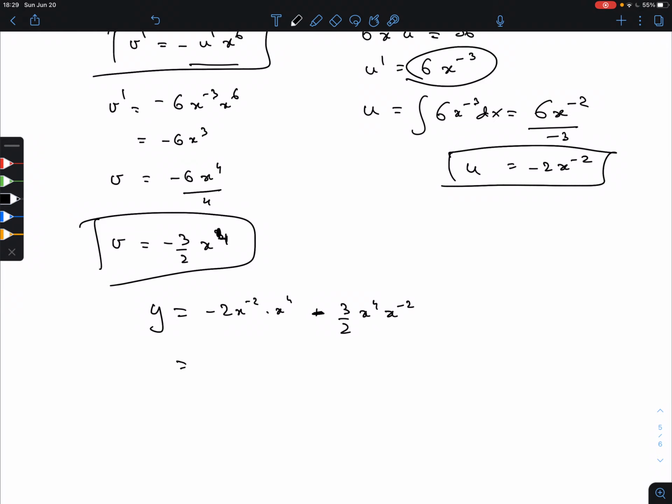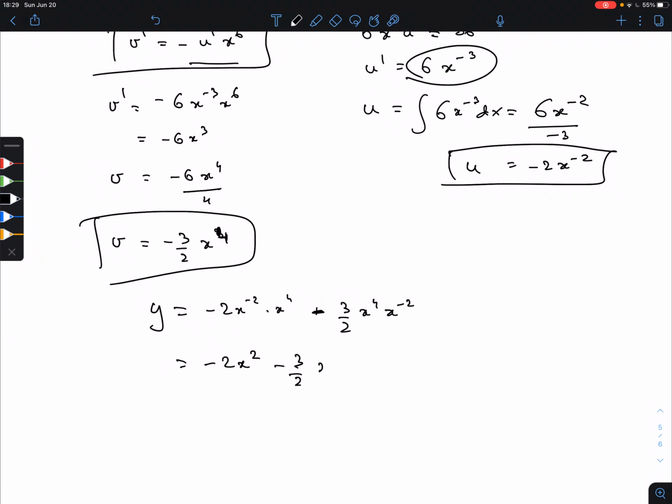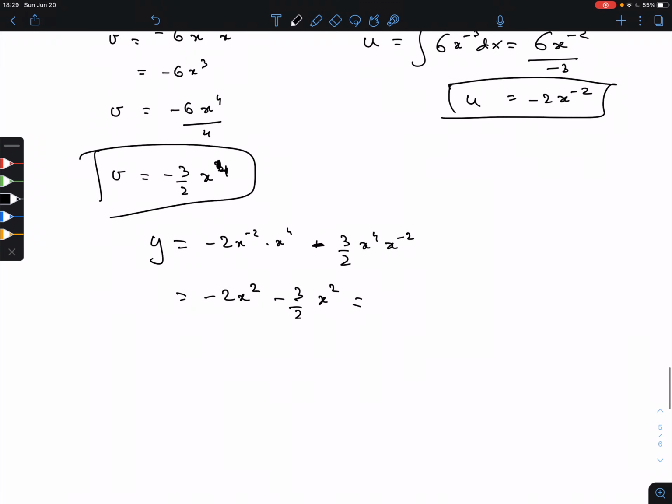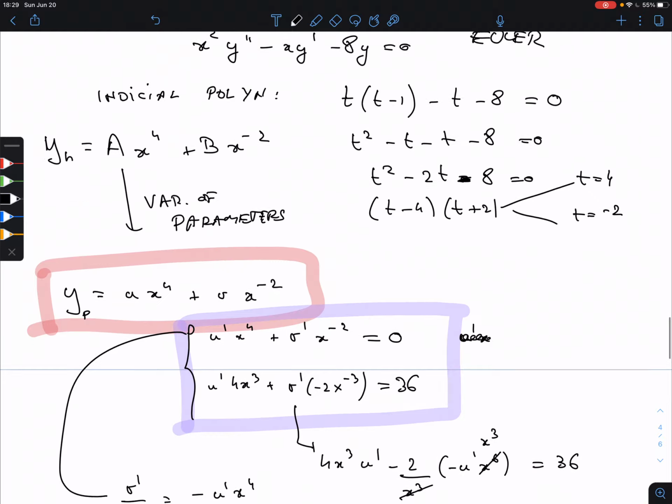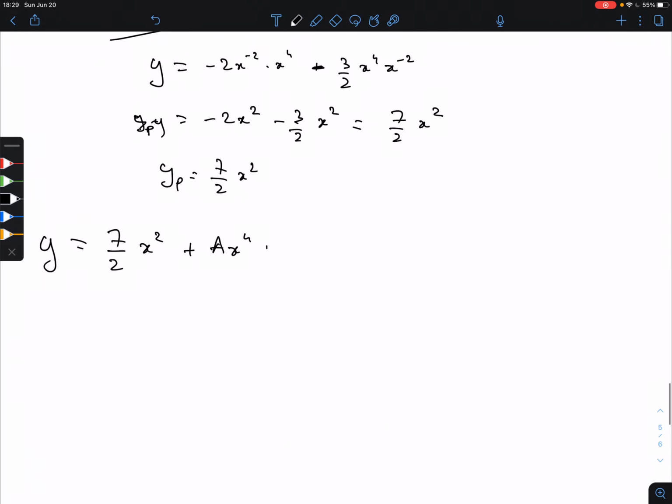So what does this actually give me? That is actually minus 2x squared, and this is minus 3/2, also x squared. Actually, so it all combines a little bit. So this is minus 7/2 x squared, seems to be the solution. So this is a particular solution, right? So I'll write it here. My particular solution is minus 7/2 x squared. So what is the general solution? Well, that's the particular solution, minus 7/2 x squared, plus the general homogeneous, which was a x to the 4th plus b x to the minus 2.